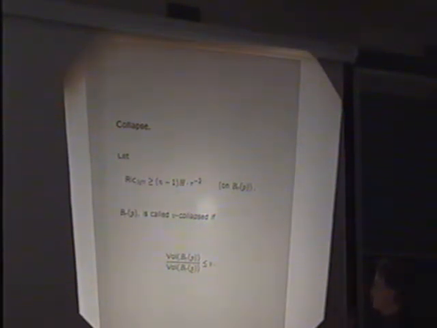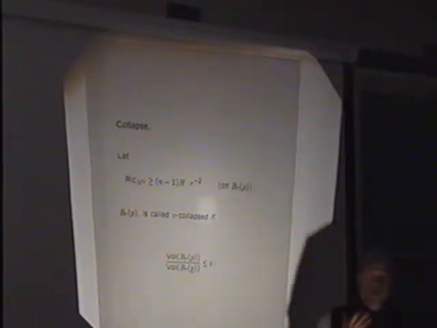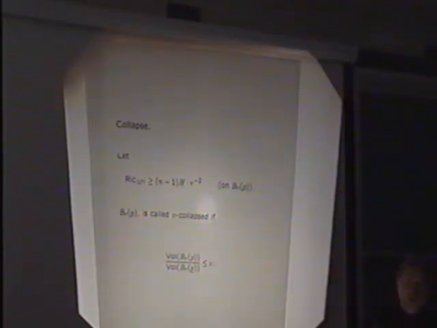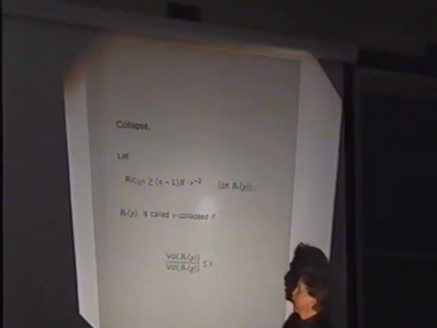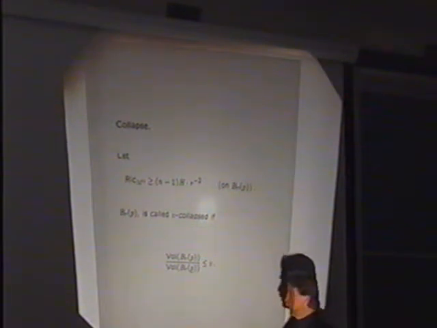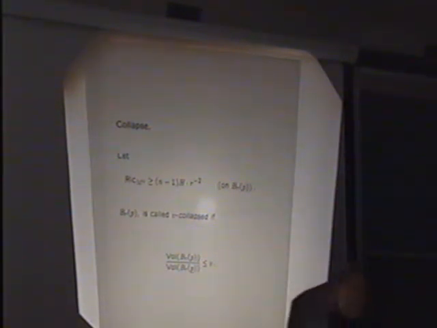So this, if I write it this way, I try to make it scale invariant. So it says something about the shape of a ball. It says when, I'll call it collapsed now, with an arbitrary lower bound on the Ricci curvature on that ball, if the volume is small compared to the volume of the corresponding ball.